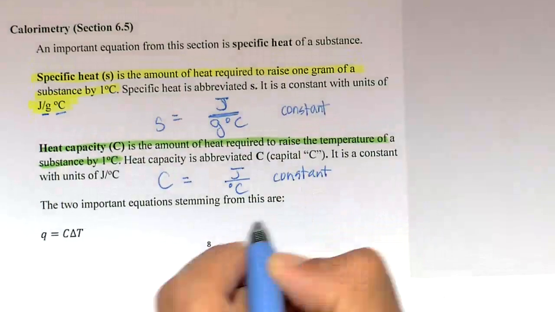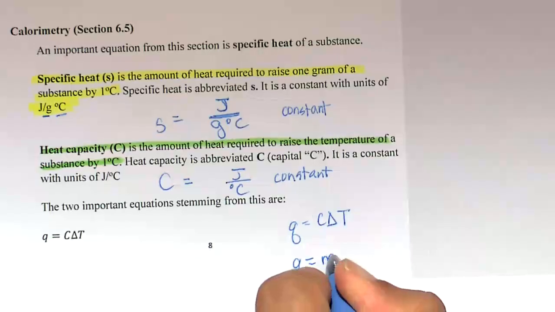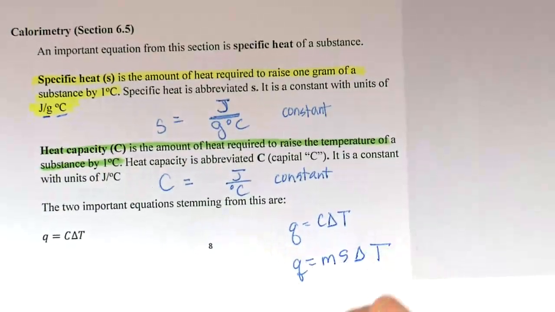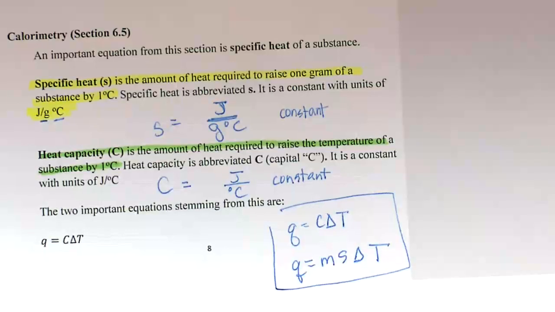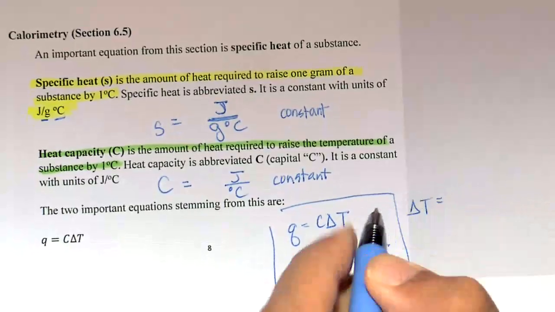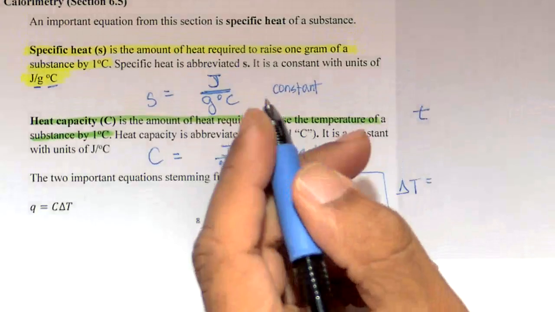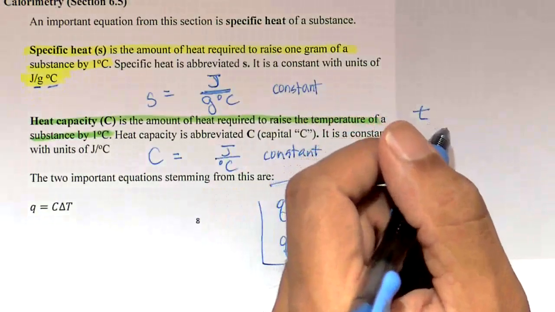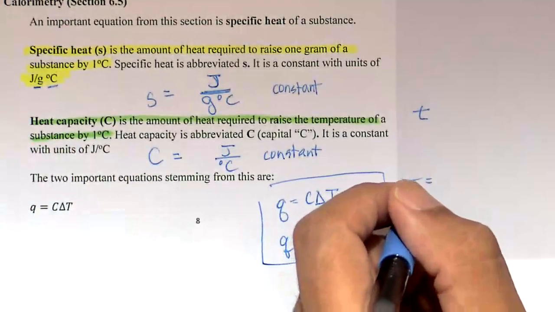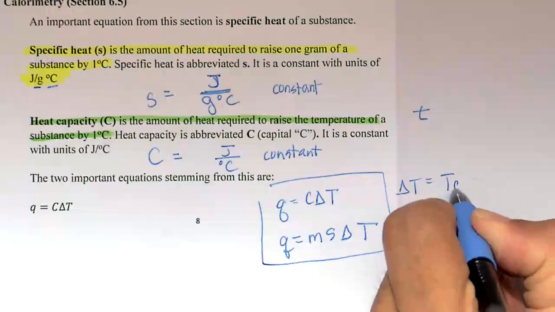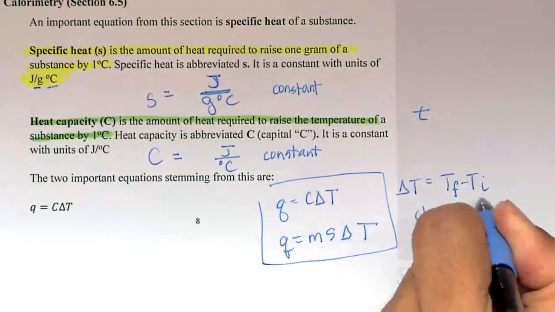The equations that will utilize these constants are Q equals C delta T for heat capacity, and Q equals M S delta T for specific heat. I'll give you those equations on the exam. What is delta T here? Change in temperature. Time is going to be lowercase t in this class, but we don't study time here, or how fast. Delta T is temperature. So this delta T is final temperature minus initial temperature. This is change in temperature.